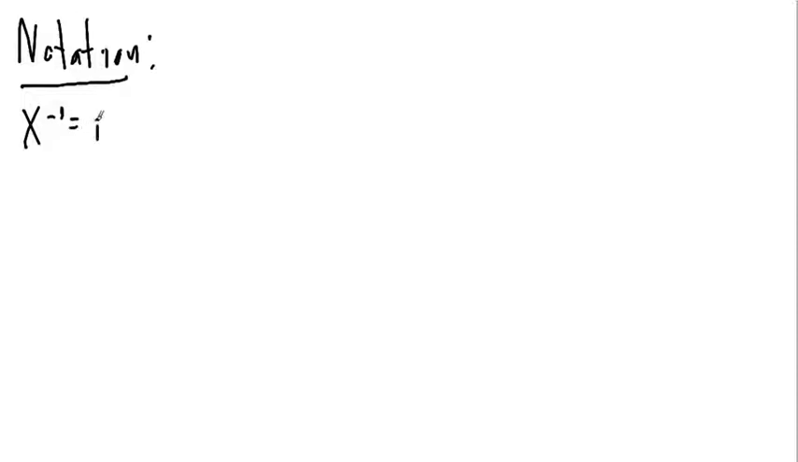Okay, so I realized I didn't really do a great job of explaining what the algorithm is here. Well, first of all, what is the notation? I used it a couple of times, but let me use it. So X inverse, that is X to the minus 1, and that means the inverse of the matrix X.